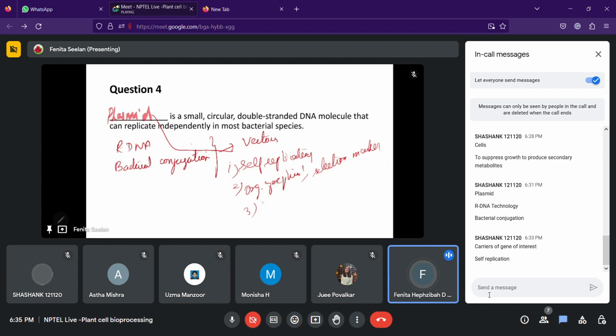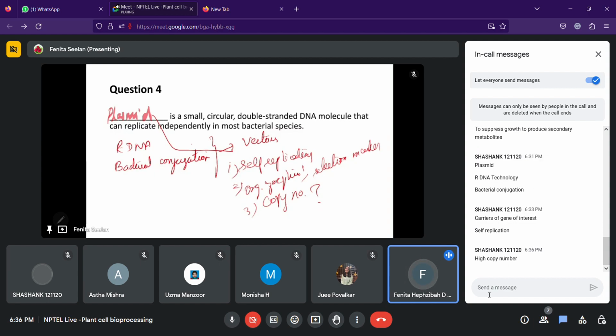How many copy numbers do you need? Do you need a higher copy number plasmid or a lower copy number plasmid? And how do you even select a high copy number? You go for a higher copy number plasmid if it is used for which purpose? Okay, before all these things, how many vector types are there?